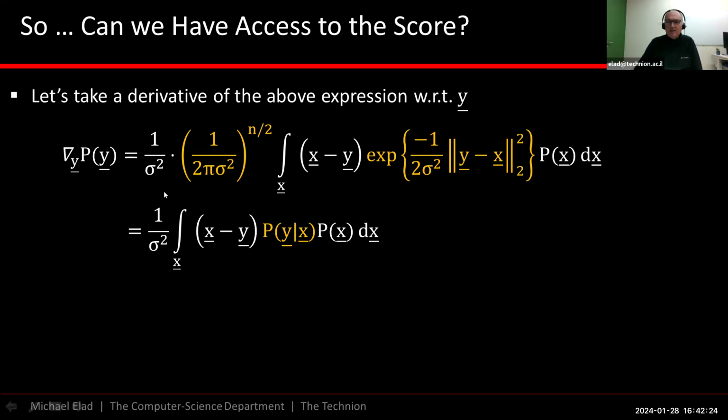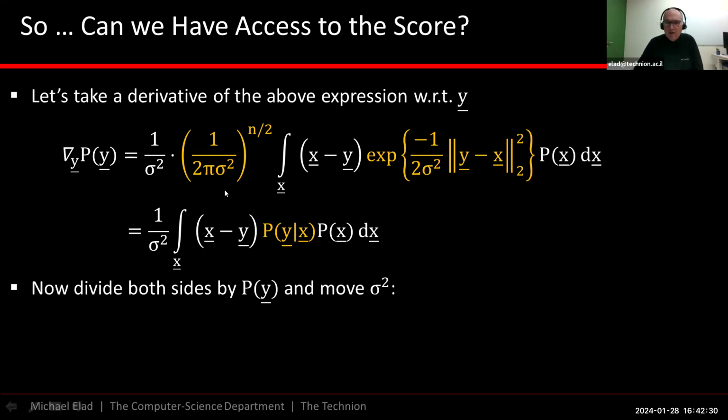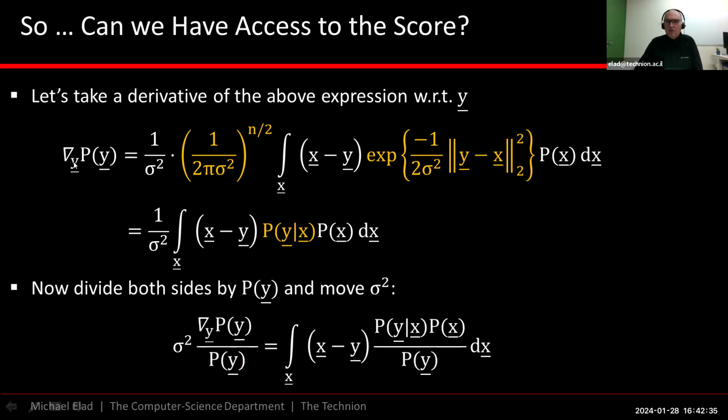Lovely. Now let's take this expression, shift the sigma squared to the other side, and divide by p of y. I'm dividing by p of y, and I'm getting grad p of y divided by p of y, times sigma squared that moved to the other side, equals the integral of x minus y times p of y given x times p of x, divided by p of y. Now, help me out here. What do you see? What can I do now?